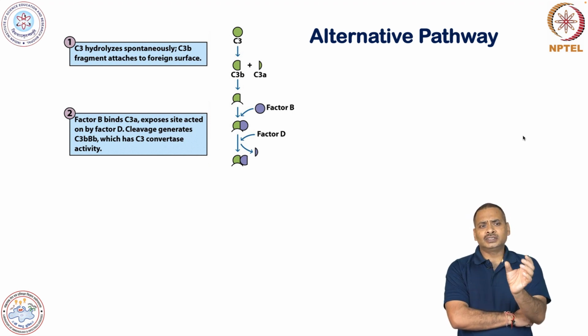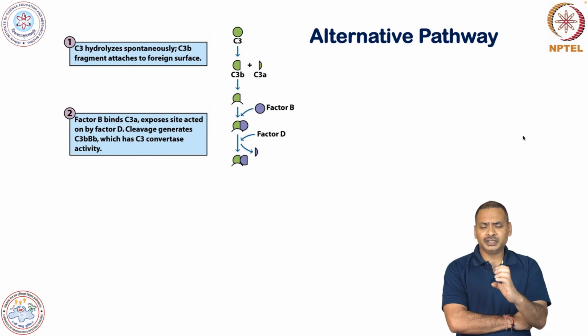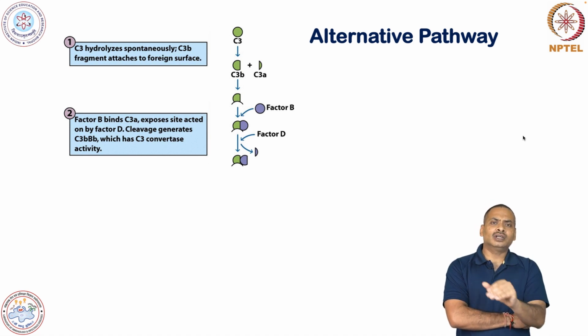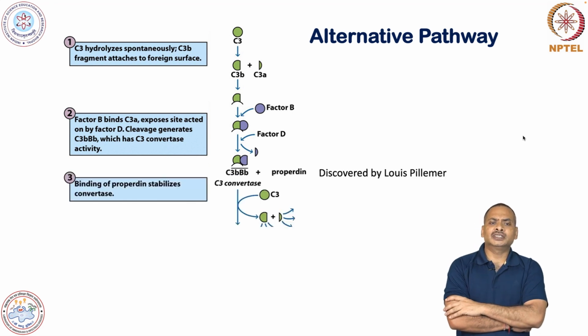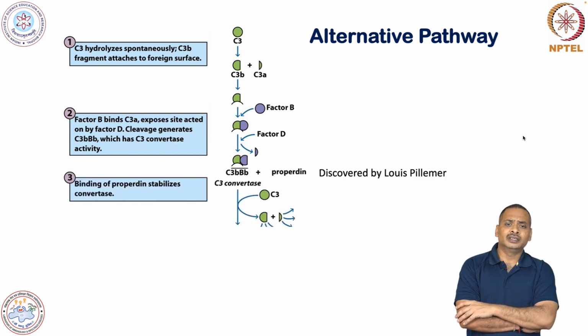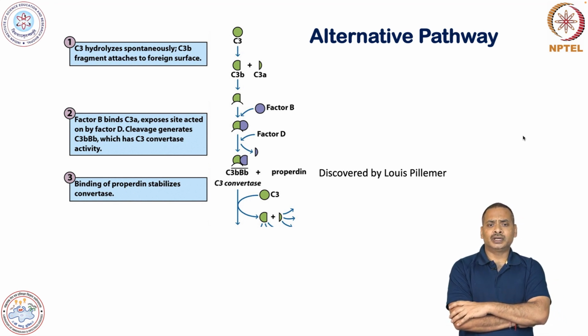And once this C3b binds with factor B, that will acquire the enzymatic activity, and that enzymatic activity is C3 convertase activity. Here you can see, and all these things are basically stabilized by a very important molecule known as properdin.